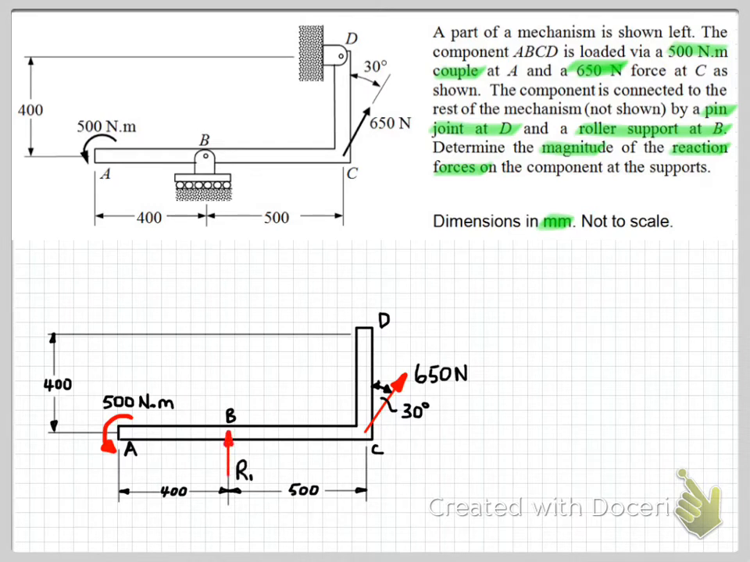So let's start by looking at this connection here, the roller support. Because this is a roller support, it's free to move in the horizontal direction. So there's no force of constraint at B, but it's constrained from moving in the vertical direction. So we need a force to represent that connection between the component A, B, C, D and the rest of the system. Down in our free body diagram here, we have just a single force in the vertical direction. And of course we need to label that. We've called that R for the reaction force, subscript B, because it's applied at point B.